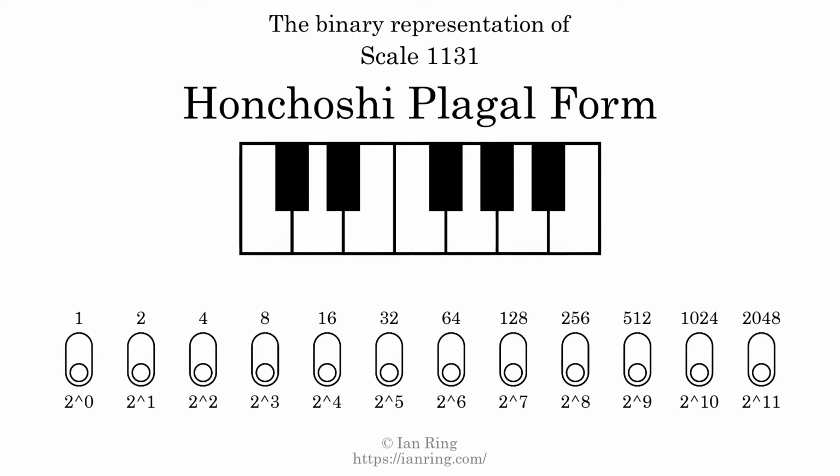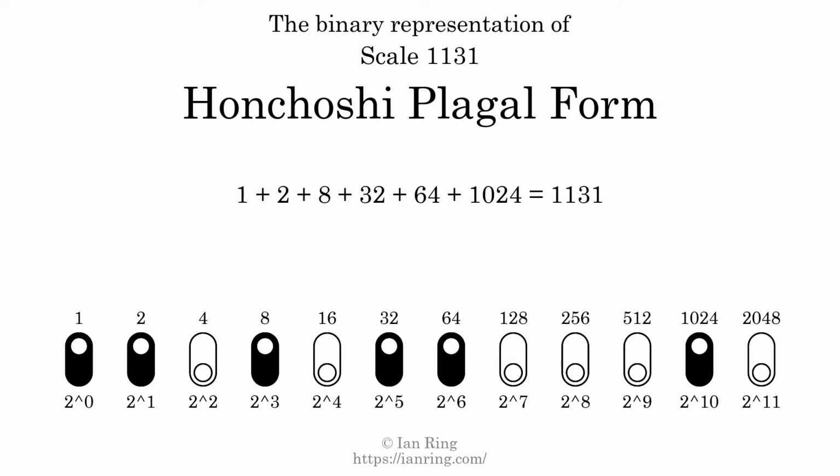The binary representation of this scale is determined by mapping tones of the scale to binary digits. Each binary digit represents a power of 2. To get the scale number, we add the powers of 2 together. The powers of 2 that are present in the scale, all added together, equals 1131. That is why the scale number, in decimal, is 1131. The scale number not only enumerates the scale with a unique index, but it also literally describes the tonal content of the scale.